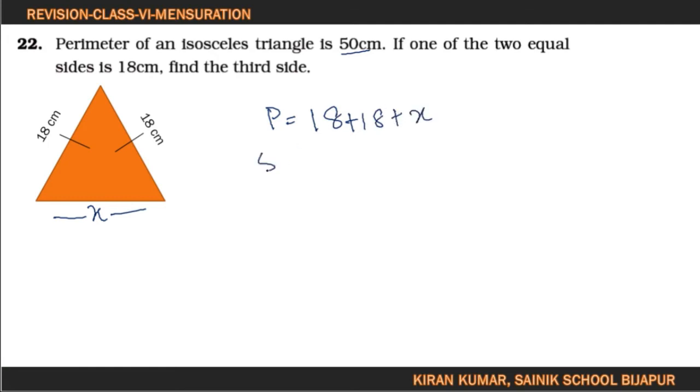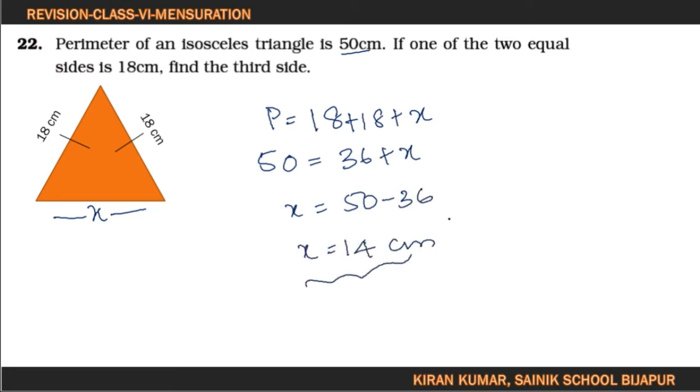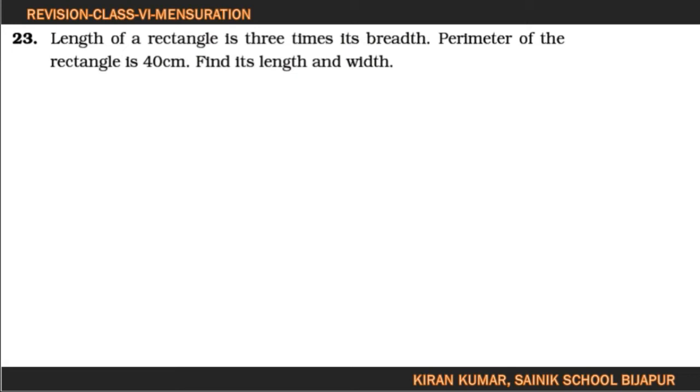So perimeter is given as 50. This is equal to 36 plus x. So x will be equal to 50 minus 36. The value of x is 14 centimeter. So the remaining side or the third side is 14 centimeters. Question 23. Length of a rectangle is 3 times its breadth.